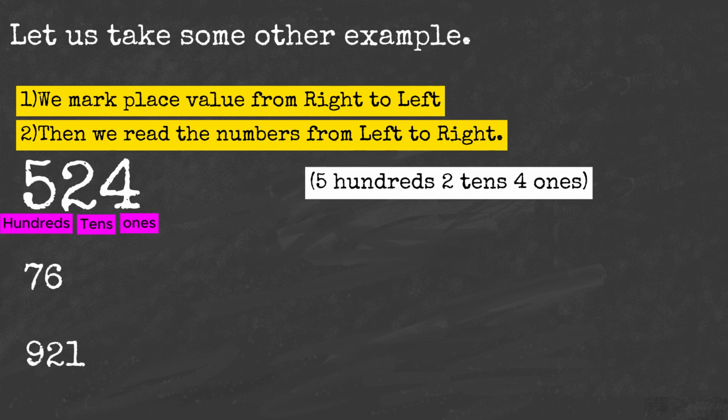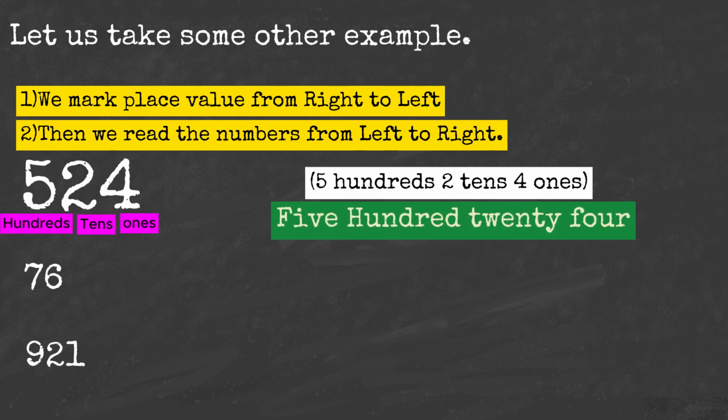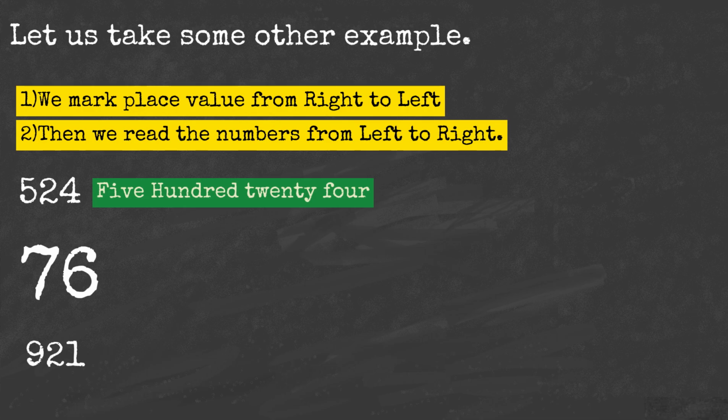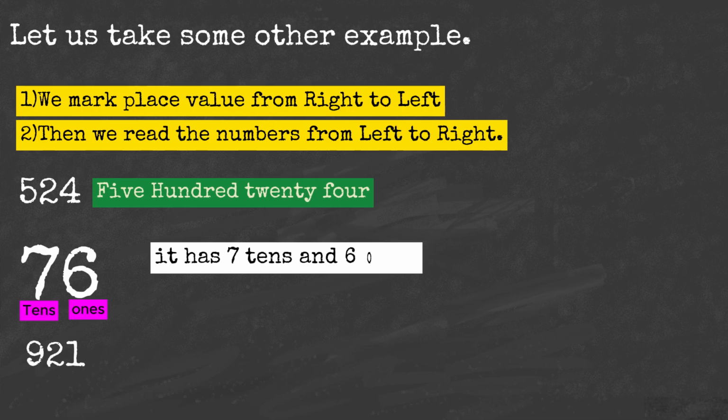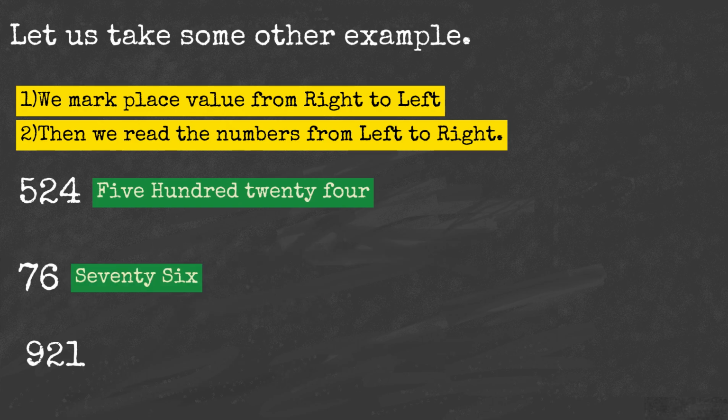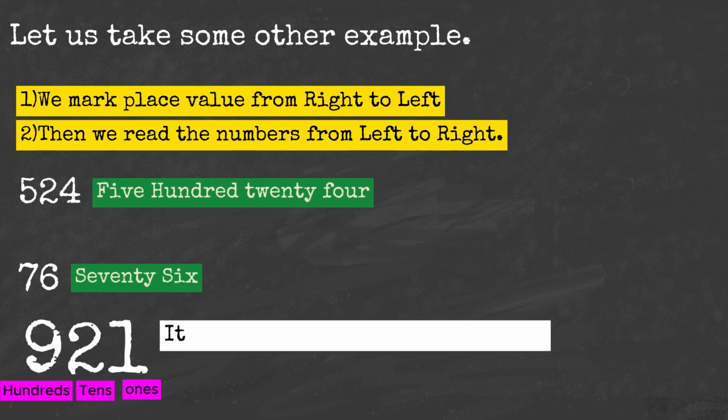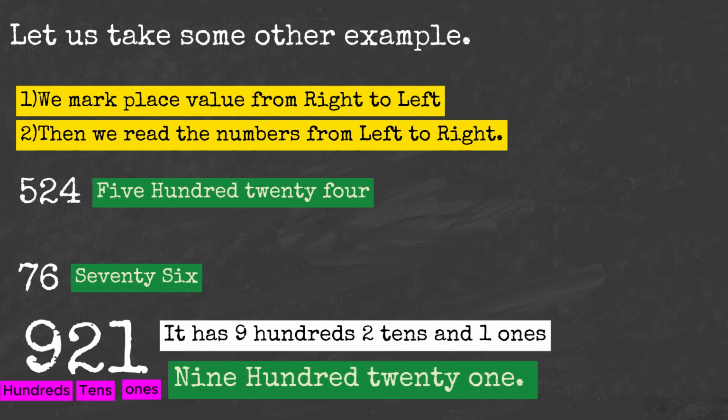Therefore, we read 524. Let us read next number. I marked 3 places. It has 7 tens and 6 ones. Therefore, we can read it 76. Let's do one more example. I marked 3 places. It has 9 hundreds, 2 tens, and 1 ones. So we read it 921.